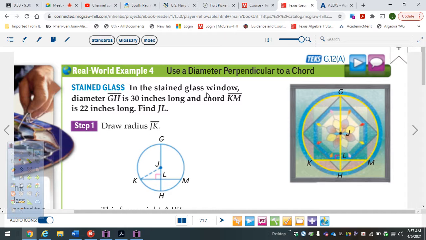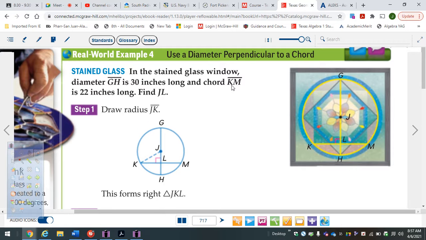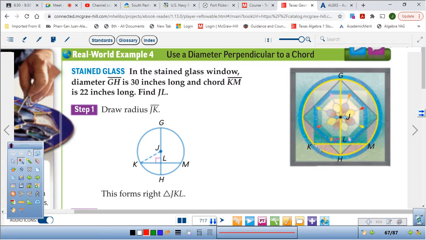Here we go. In the stained glass window right here to the right, you see it? The diameter GH is 30 inches. So from here, it's showing you going to the middle. Across is 30 inches. And chord KM is 22 inches. So let's look at KM. Where's KM? From K to M. From here to here is 30. KM is 22 inches. From here to here is 22.